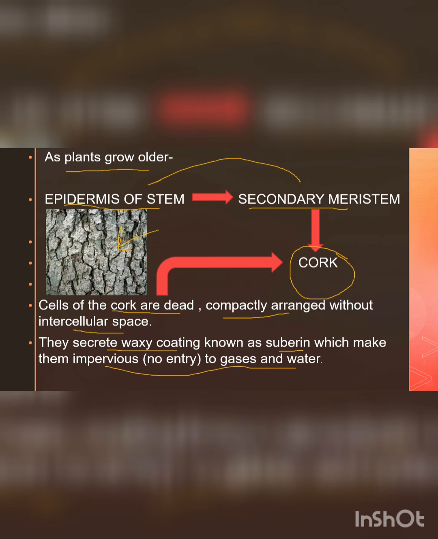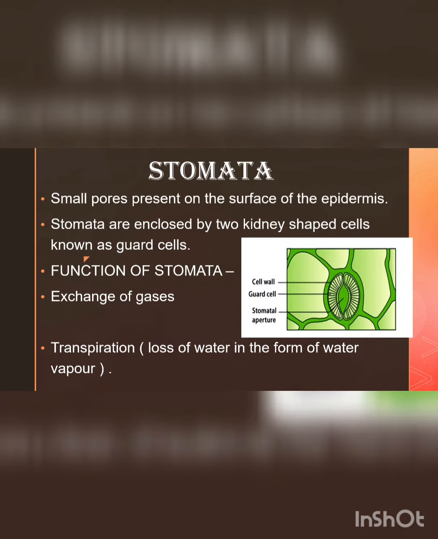That coating is called suberin. I hope till here you all understood many things. We spoke about different layers, and this is all about your simple permanent tissue. Later on we'll talk about, now here is your stomata. So this is again a very important concept.